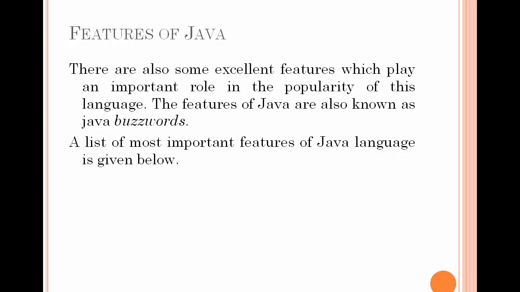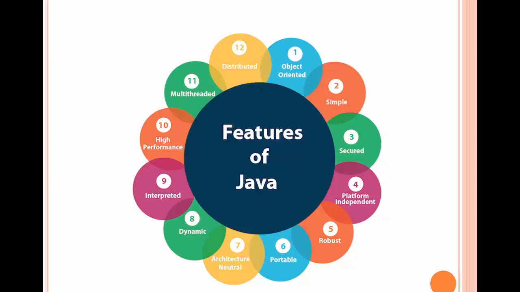So these are some of the features of Java: object oriented, simple, secured, platform independent, robust, portable, architecture neutral, dynamic, interpreted, high performance, multi-threaded, distributed. So let's see them one by one.